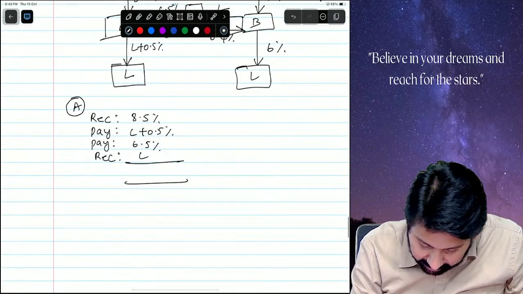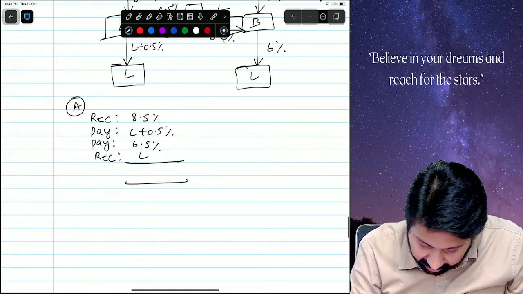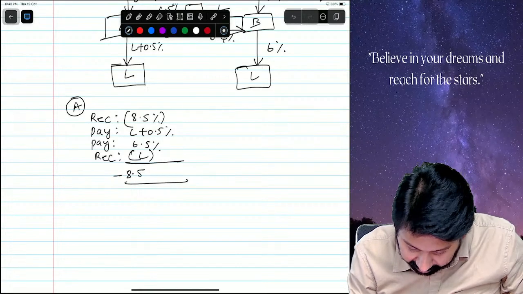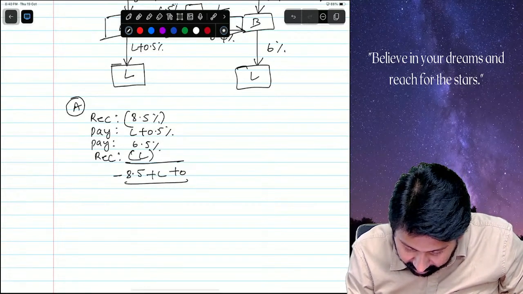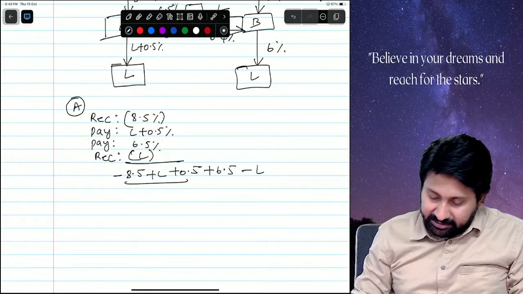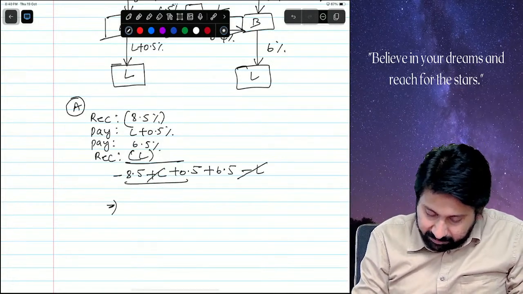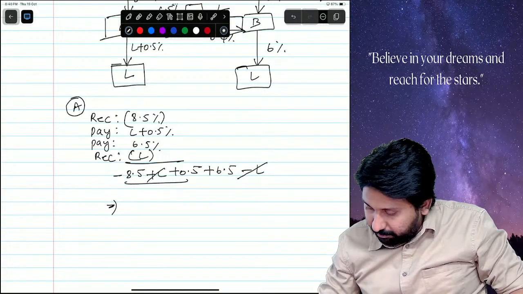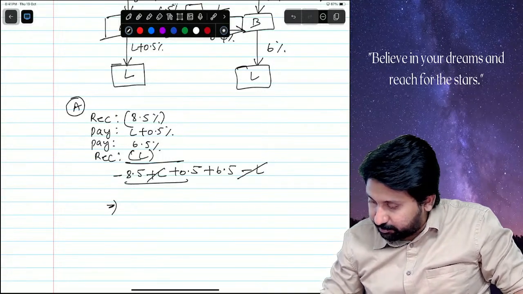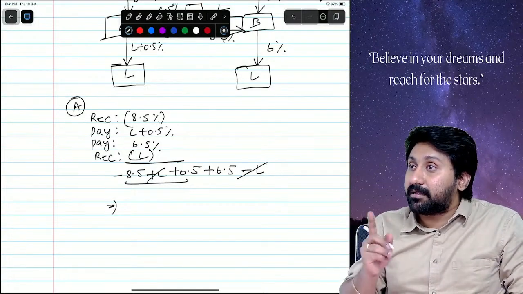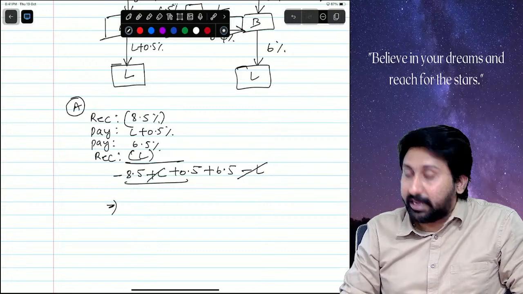Receiving, I will write in negatives, okay? Minus 8.5 plus LIBOR plus 0.5 plus 6.5 minus LIBOR. Minus LIBOR plus LIBOR cancel. Minus 8.5 plus 0.5 plus 6.5. How much? Minus 1.5. Answer. Gain or loss, what did we get?